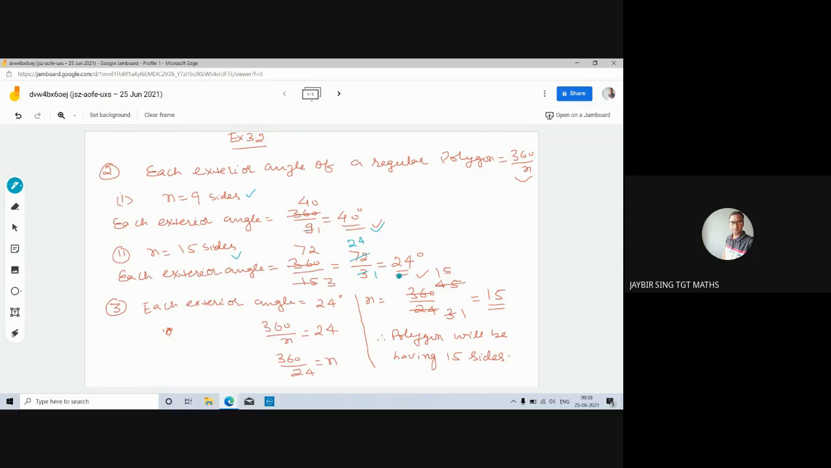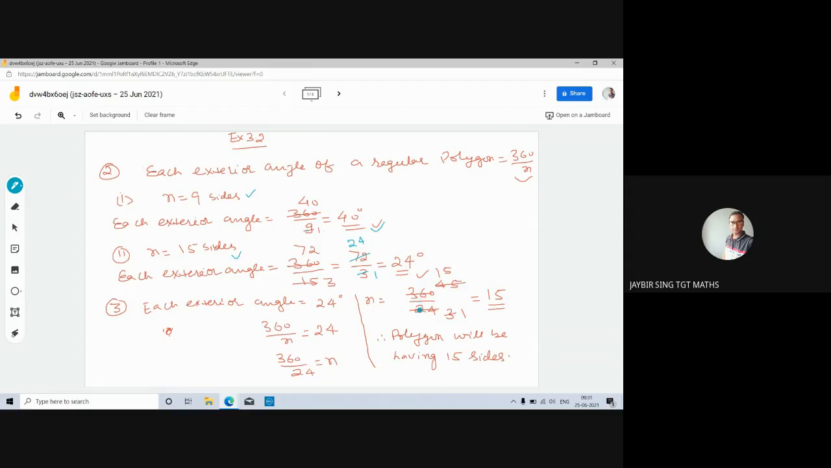Now question number 3. How many sides does a regular polygon have if the measure of each exterior angle is 24 degrees? Again this is the same, but this time we have to calculate the number of sides. Each exterior angle means 360 upon n. So 360 upon n is equal to 24. Now we have to calculate n. So we'll transpose this like simple equations. So n will be 360 upon 24.